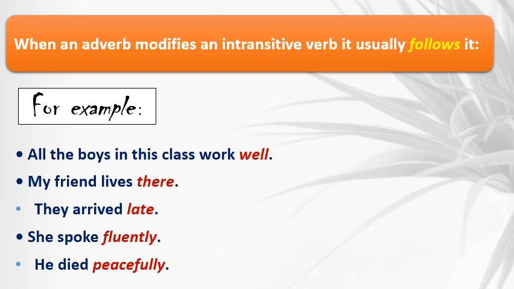So first of all, what is the meaning of intransitive verb? Intransitive verb means, as you can see in all the sentences, there is no object. So an intransitive verb is one which is not carrying any object, and the words highlighted in red color are adverbs, and they are modifying the intransitive verbs in the sentences.